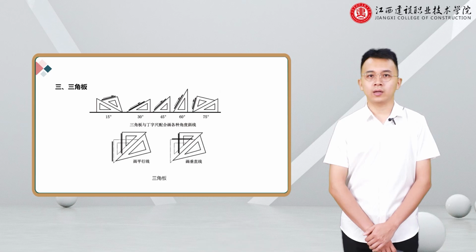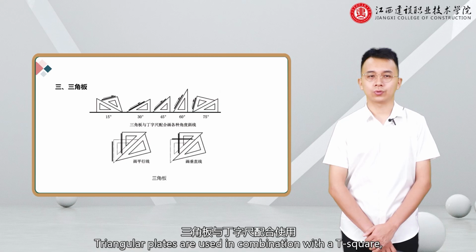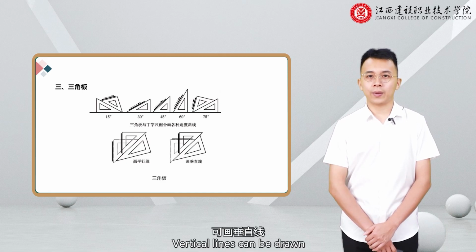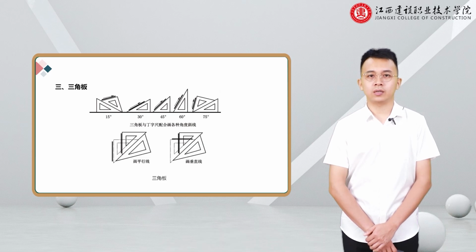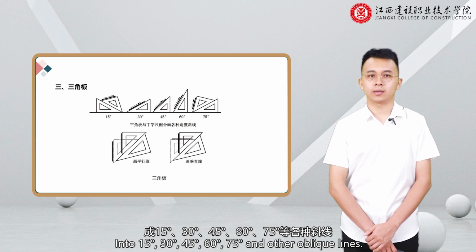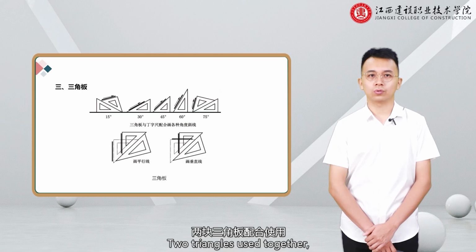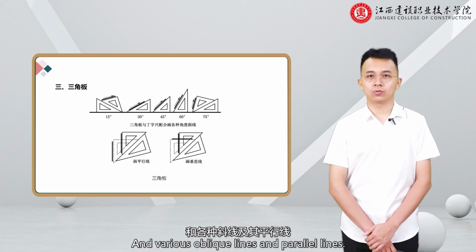Triangles should keep the sides straight, avoiding falling. Triangular plates are used in combination with a T-square. Vertical lines can be drawn, and with the working edge of the T-square, 15 degrees, 30 degrees, 45 degrees, 60 degrees, 75 degrees, and other oblique lines. Two triangles used together can draw vertical lines and various oblique lines and parallel lines.